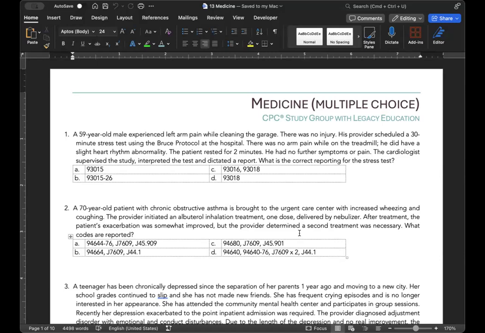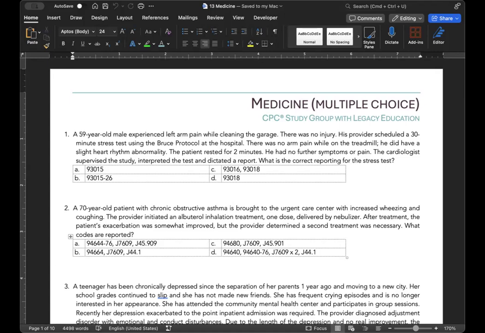But the easiest way to do it is to just dive in and do some scenarios. The big thing to remember, like I said, is that these are services that are not considered surgical in nature, or they don't fall underneath an evaluation and management service or anesthesia. Okay, so let's jump in to number one.